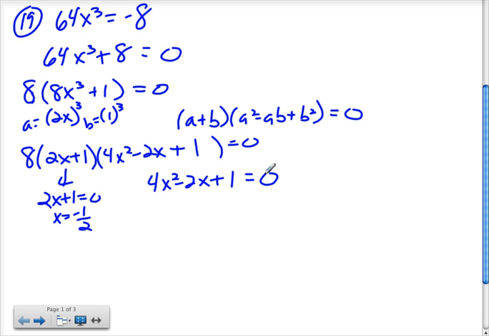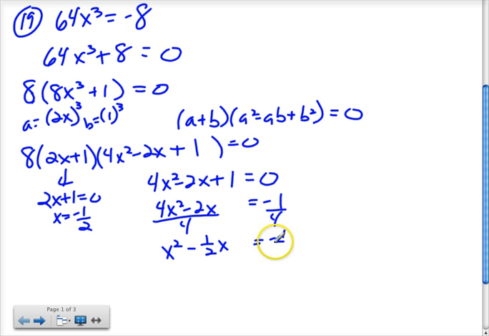And that choice would be we can either complete the square or do the quadratic formula. I'm going to go ahead and move the 1 over, and then divide by 4, because whenever you complete the square, you need to have a 1 in front of your x term. So we have x squared minus 1/2 x equals negative 1/4.